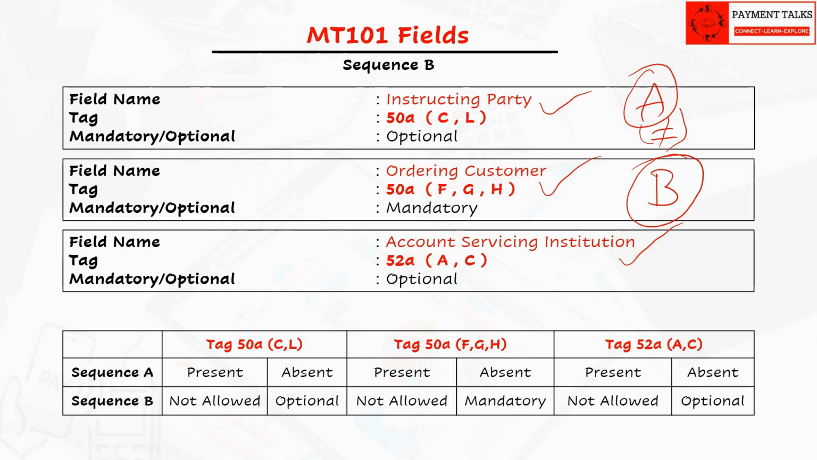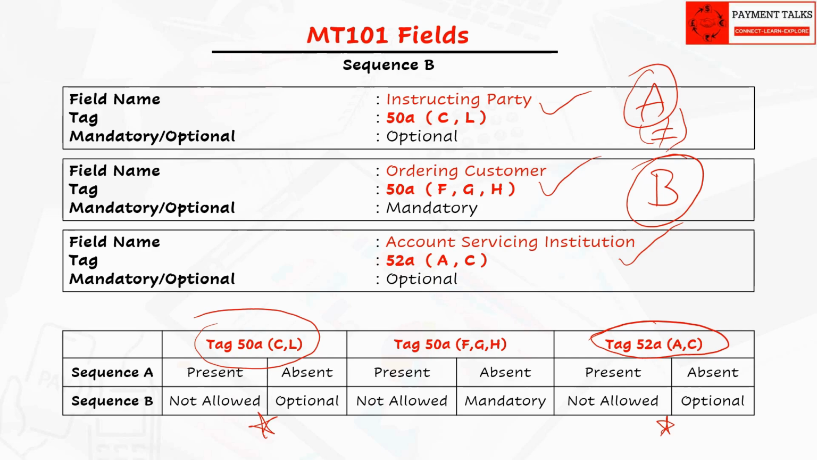Now another point is the mandatory and optionality of these fields. If you see the spec, all three are mentioned as optional. But if you dig deep into the validations, there you will get more info. Instructing party is optional. That is, it can be present in either section or it can be absent in both sections, based on the scenario. Same is the case with account servicing institution. Please note that this information in the ISO PAIN.001 is mandatory.